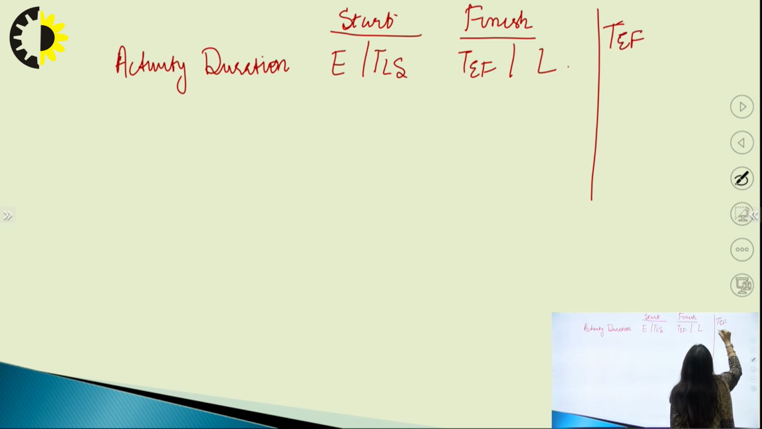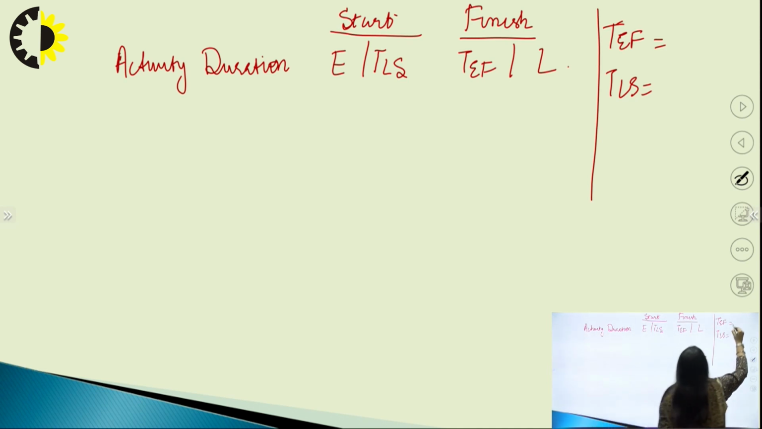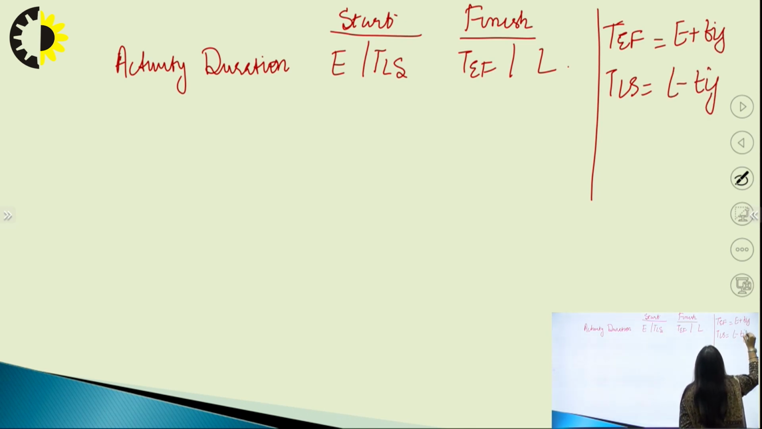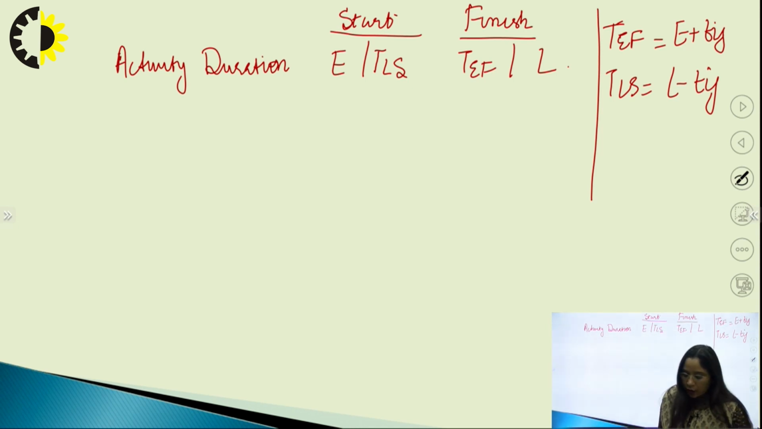TEF is equal to E plus TIJ, and TLS is equal to L minus TIJ. These are the formulas for these two times. Now I will be writing down all the durations.